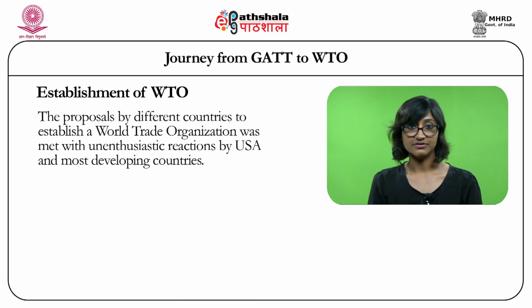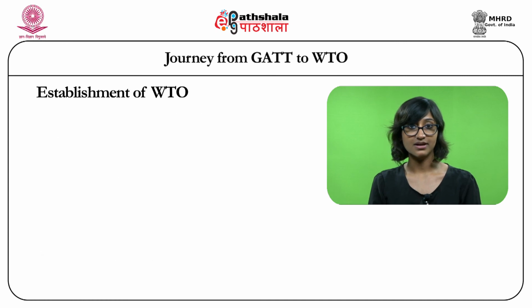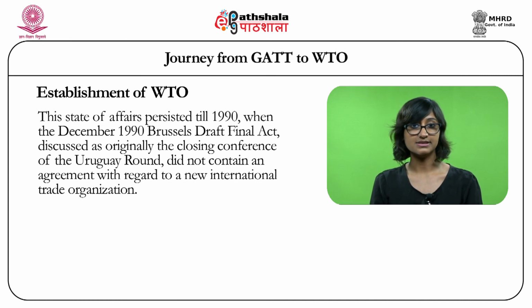The proposals by different countries to establish a WTO were met with unenthusiastic reactions by the USA and most developing countries. The main concerns were the fear of supranationalism, the reluctance of major trading nations to give in to voting equality, and the ever-present worry of reduction in sovereignty and policy space. This state of affairs persisted till 1990, when the December 1990 Brussels Draft Final Act did not contain an agreement with regard to a new international trade organization.